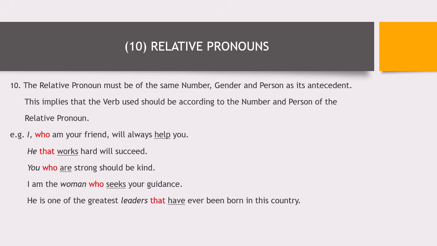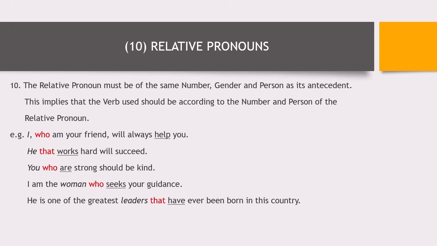Relative pronouns. 10. The relative pronoun must be of the same number, gender, and person as its antecedent. This implies that the verb used should be according to the number and person of the relative pronoun. Example: I, who am your friend, will always help you. Here, I is the antecedent of who. So, the verbs am and help are used.